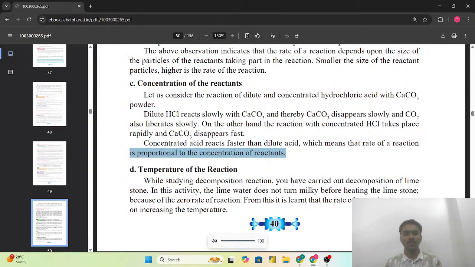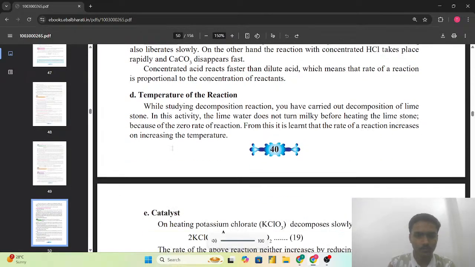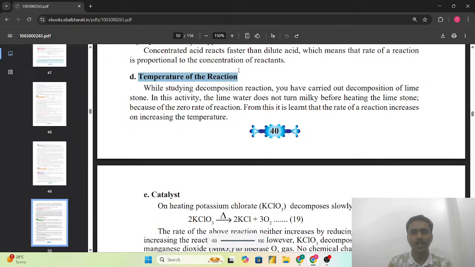The reactant which we are taking in the particular chemical reaction, the rate of the reaction also depends on its concentration. As we have seen, dilute HCl reacts slowly as compared with concentrated HCl. So from this also we can state that the rate of the reaction depends on the concentration of the reactants. Next part is the temperature of the reaction.